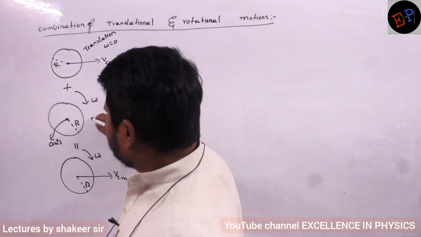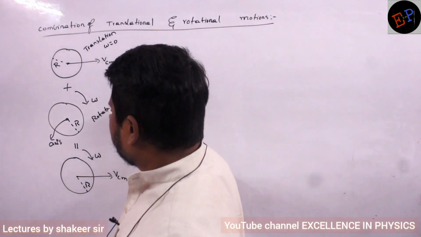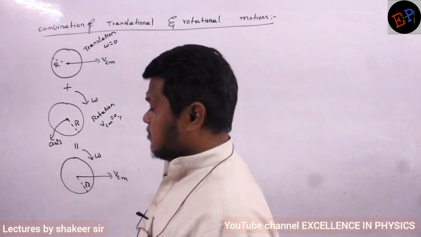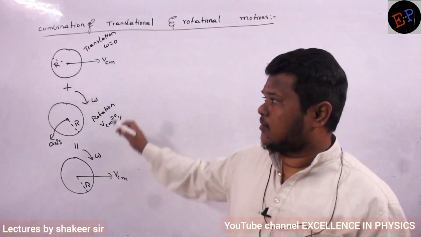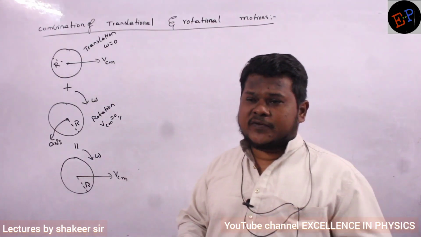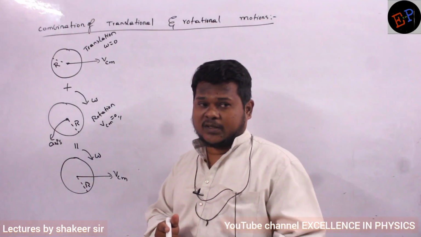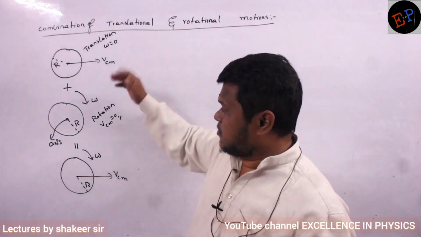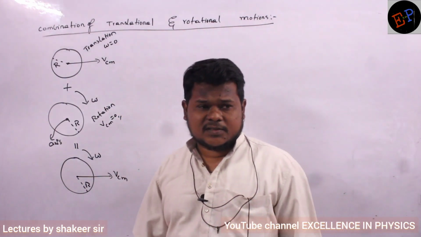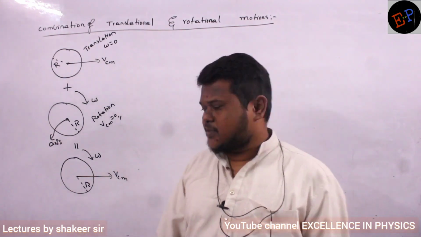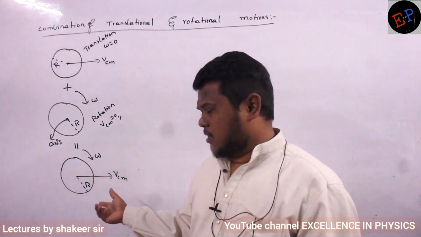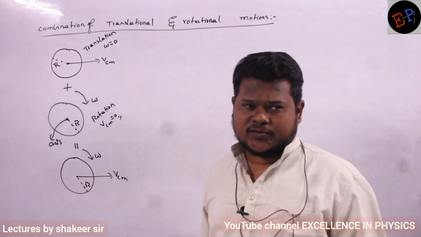This is what kind of motion? This is pure rotation. Pure rotation means what? Velocity of center of mass will be 0. Understood now? In pure translation, angular velocity is 0; in pure rotation, velocity of center of mass is 0. Now if I combine both of them, if you add these two motions, then it is a combination of translational motion as well as rotational motion. Are you able to understand? This rigid body is rotating also, and similarly it is moving in a straight line also.